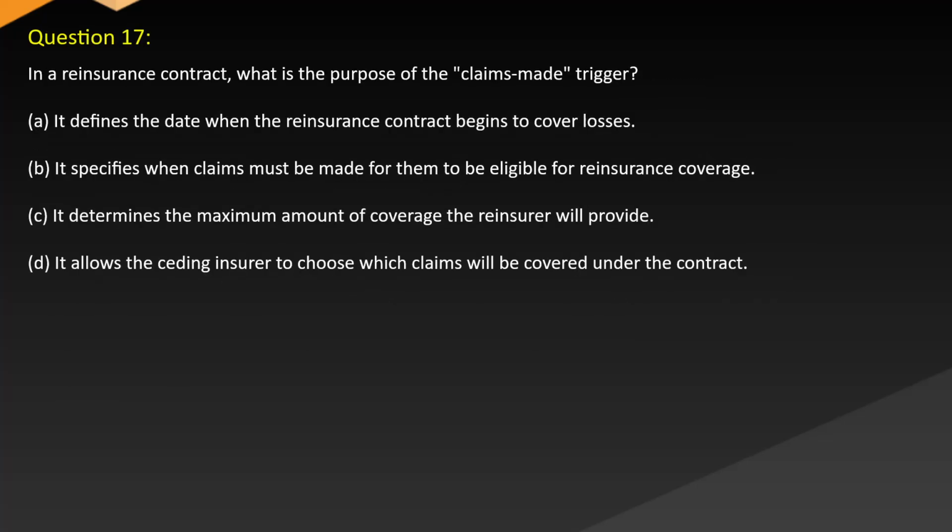Question 17. In a reinsurance contract, what is the purpose of the claims made trigger? A. It defines the date when the reinsurance contract begins to cover losses. B. It specifies when claims must be made for them to be eligible for reinsurance coverage. C. It determines the maximum amount of coverage the reinsurer will provide. D. It allows the ceding insurer to choose which claims will be covered under the contract.